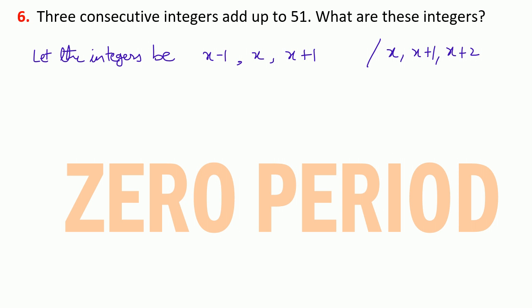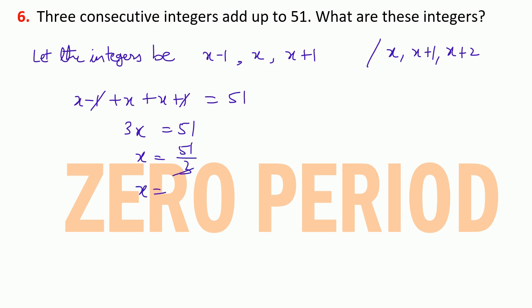The question said the three consecutive integers add up to 51. I am going to add these three numbers: x minus 1 plus x plus x plus 1 is equal to 51, because the addition of these numbers is 51. Now minus 1 and plus 1 cancel, and x plus x plus x gives you 3x. 3x is equal to 51. Therefore, x equals 51 upon 3. It means x equals 17.